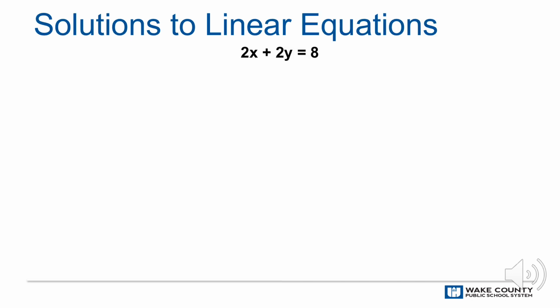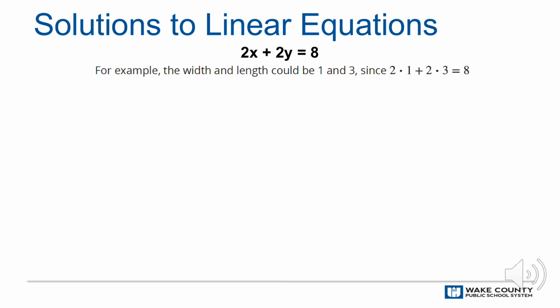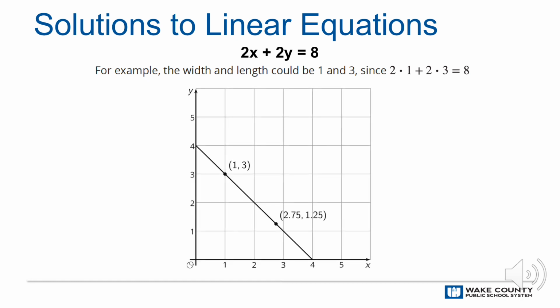Think of all of the rectangles whose perimeters are 8. If x represents the width and y represents the length, then 2x plus 2y equals 8 expresses the relationship between the width and the length of all such rectangles. For example, the width and length could be 1 and 3, since 2 times 1 plus 2 times 3 equals 8. We could find many other possible pairs of width and length, x, y, that make the equation true.